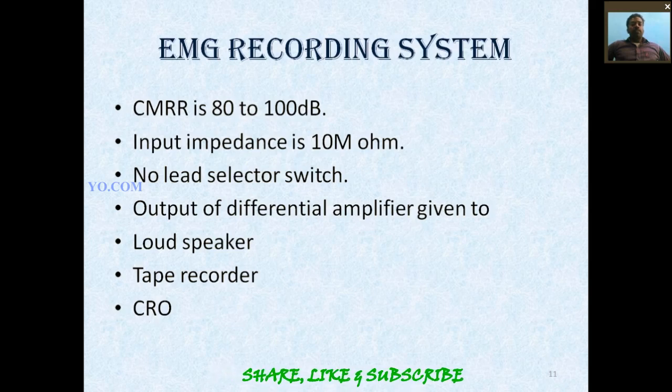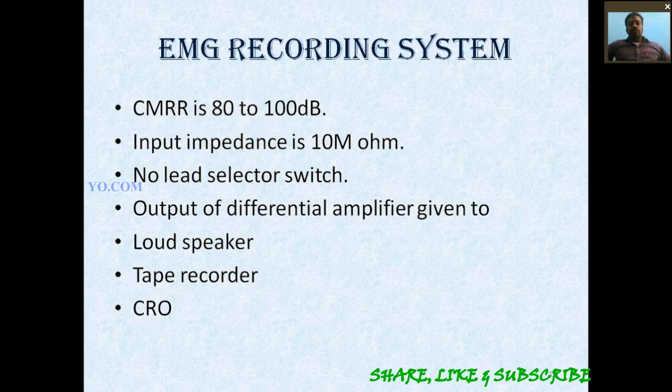So no lead selector switch is used here. In previous ECG measurement or EEG measurement, we were using a lead selection switch or lead selector, that is used to change the different electrodes that are going to be connected with the differential amplifier. But here we are not using the lead selector switch, because here we are only using two electrodes. So there is no need of a lead selector.